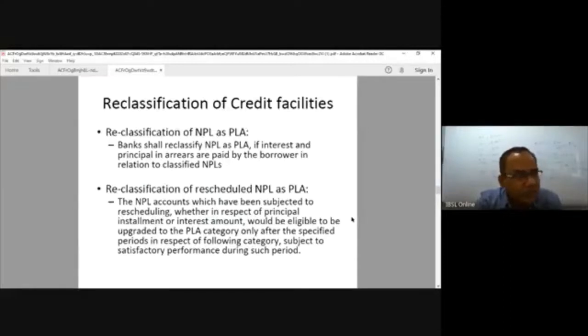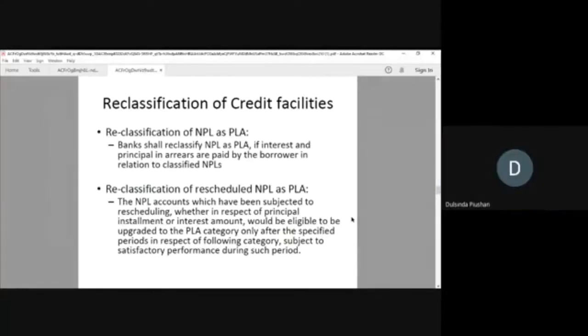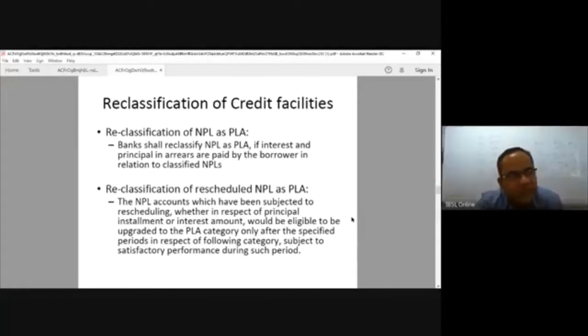That is about your classification of your loans based on the period. Excuse me, sir. During this pandemic, did the central bank issue any direction to amend those classifications? What happened is, the central bank has given a moratorium period.